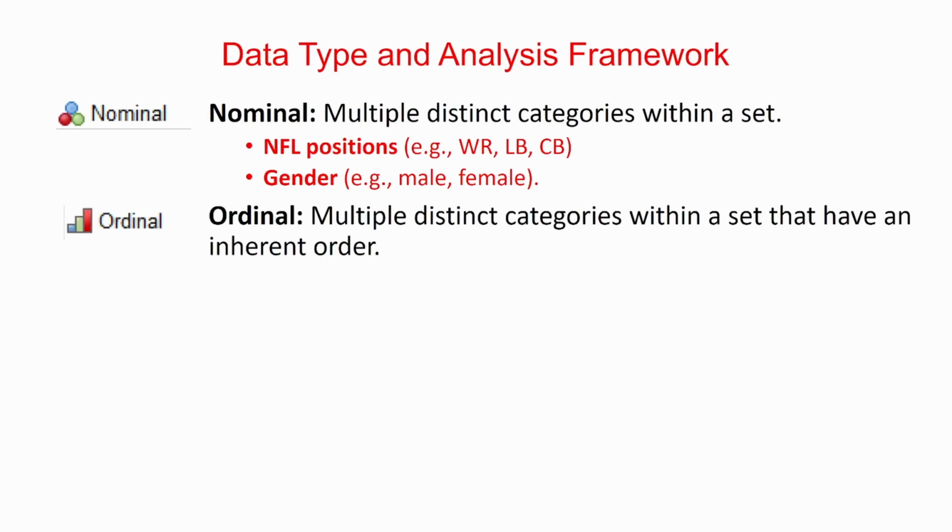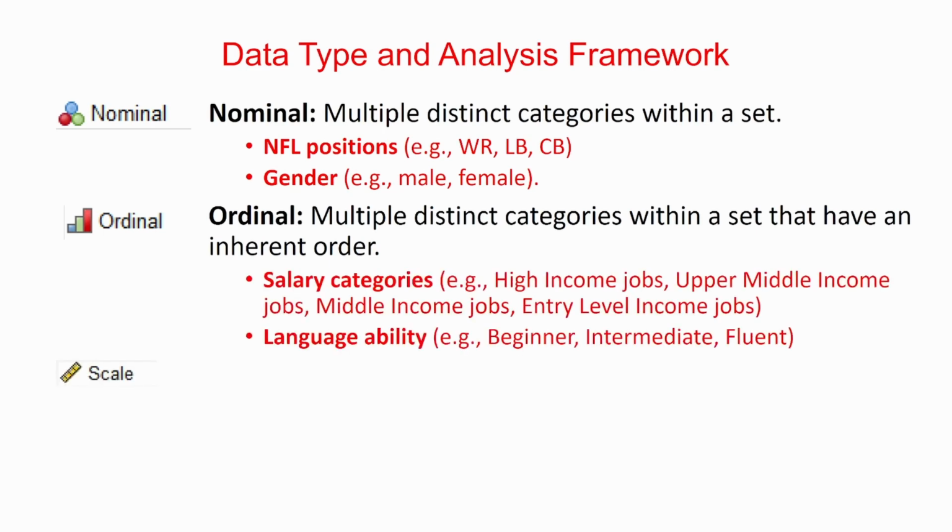Ordinal is very similar to nominal. The difference is that it has some order within these different categories. For instance, high income, upper middle income, and entry level income. As you can see, there's some hierarchy within these different categories. Similarly, for language ability, you can have beginner, intermediate, and fluent. So as you can see, these different categories have some order.